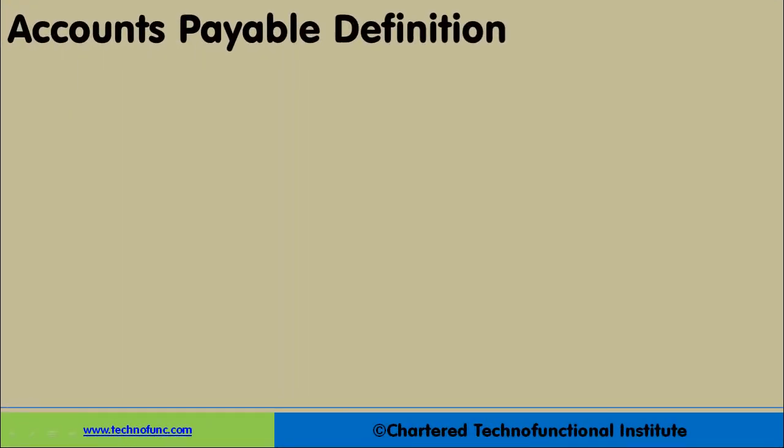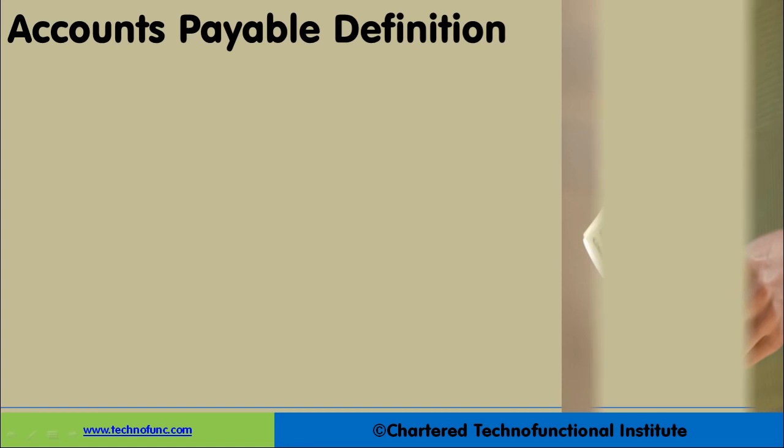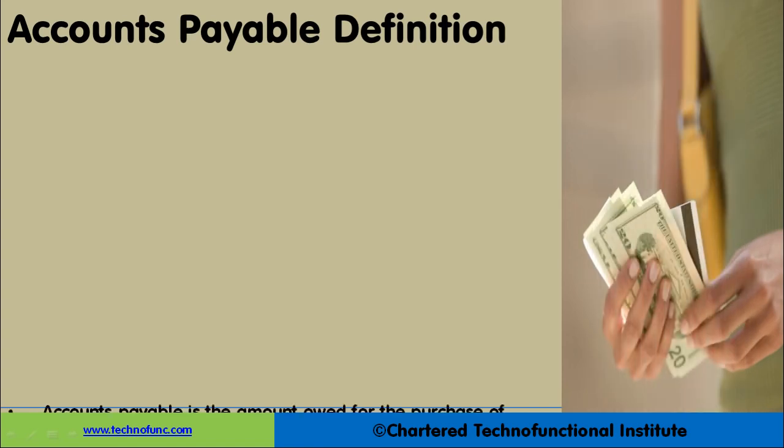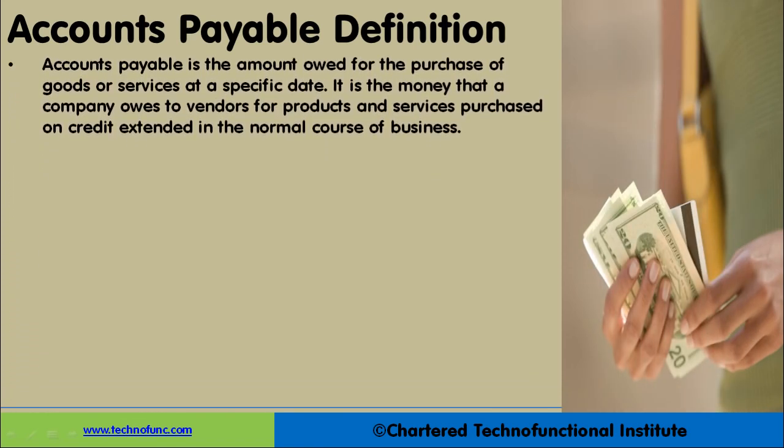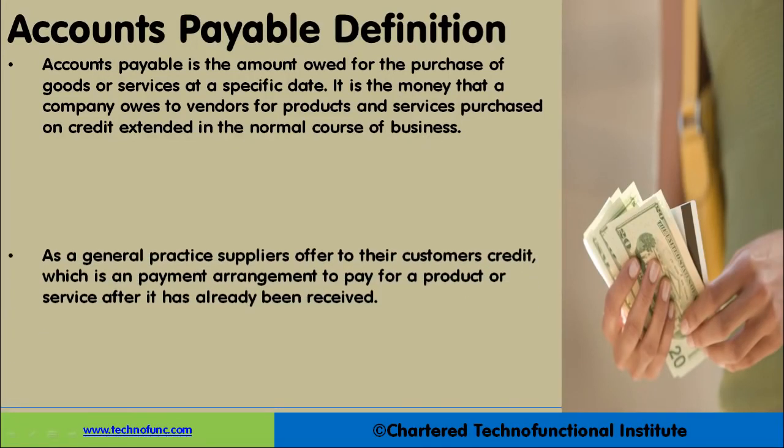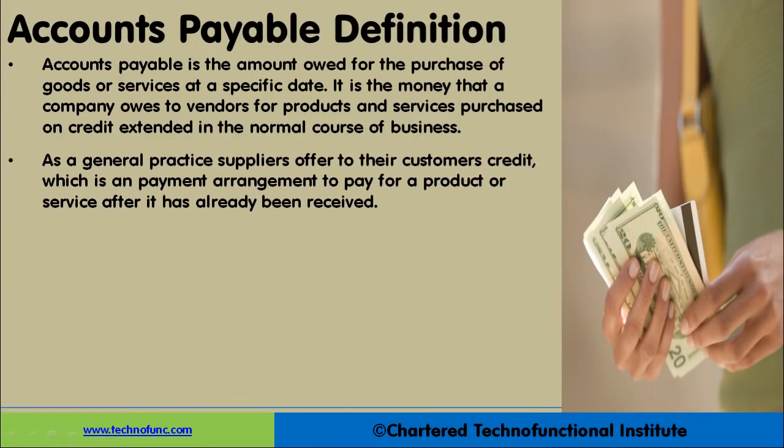Accounts payable definition. Accounts payable is the amount owed for the purchase of goods or services at a specific date. It is the money that a company owes to vendors for products and services purchased on credit extended in the normal course of business. As a general practice, suppliers offer their customers credit, which is a payment arrangement to pay for a product or service after it has already been received.